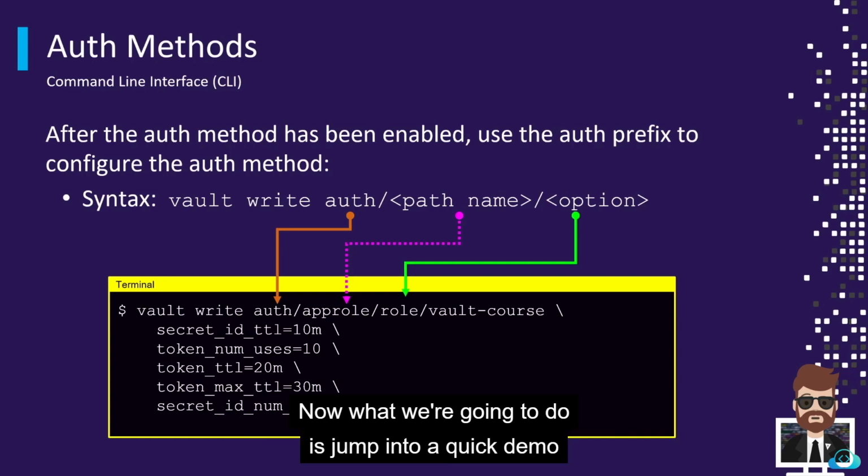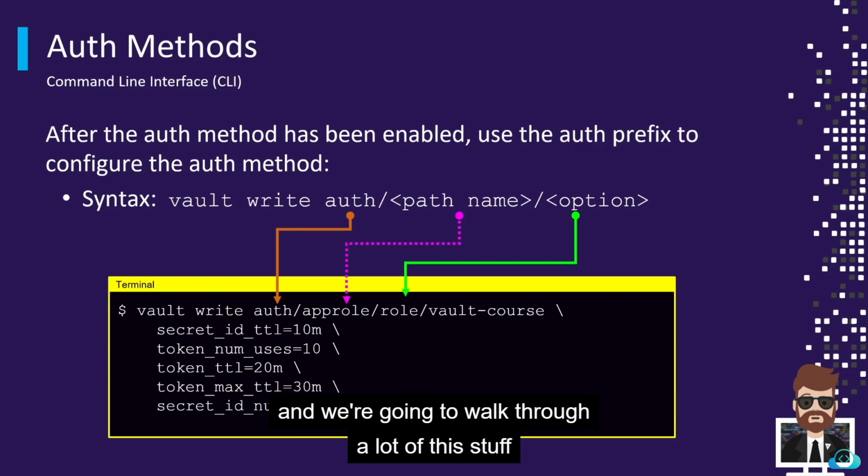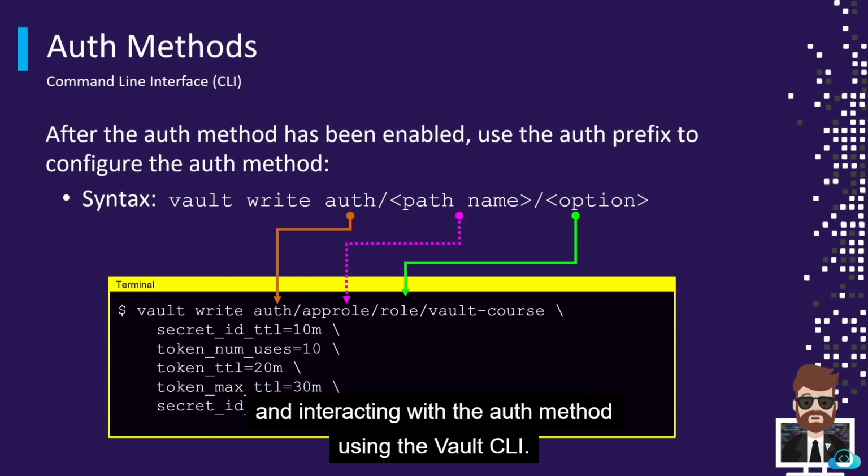So now what we're going to do is jump into a quick demo, and we're going to walk through a lot of this stuff and interacting with the auth method using the Vault CLI.